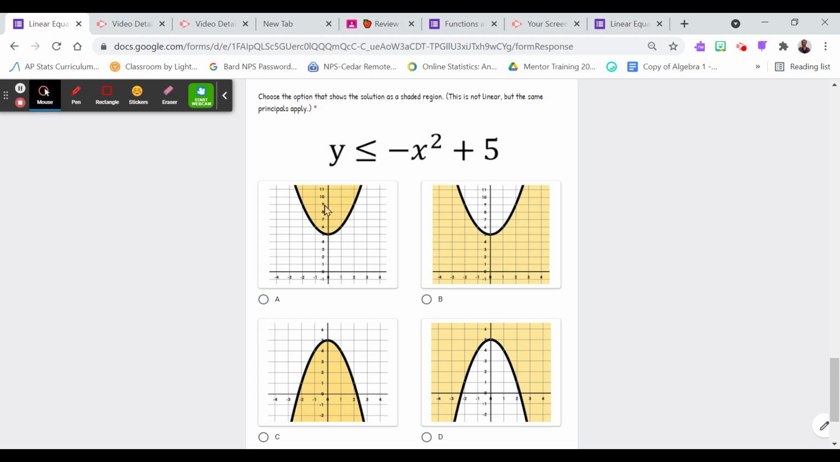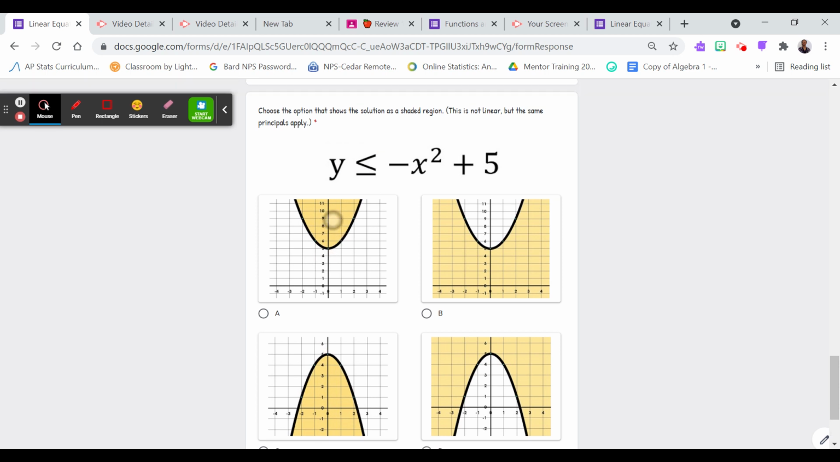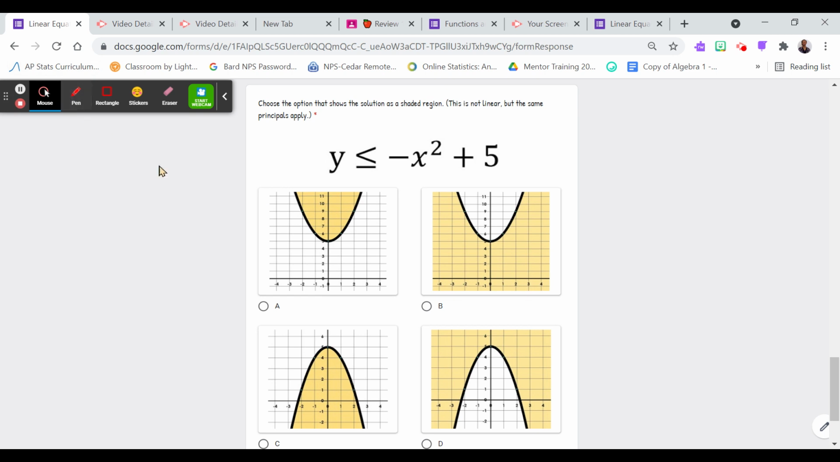So here we're shading above. We can eliminate some obviously wrong choices, right? Here we're shading above. Here we're shading above, so that can't be right. It has to be below. It's less than or equal to. And now we just need to figure out which of these are correct.